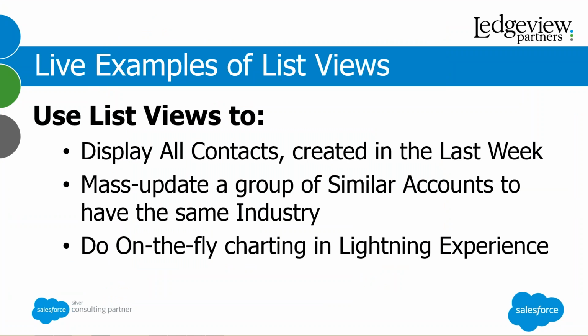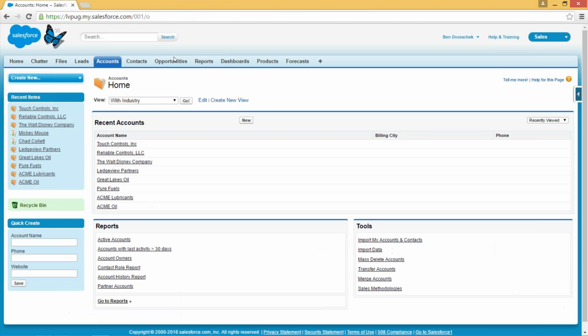So we're going to use list views. We're going to create 3 different list views here. We're just going to show 3 quick examples of list views. So we're going to look at all contacts that were created in the last week and go into some of the details about what else we can do with that list view once we've got it created. We're also going to do a mass update on accounts, and we're going to do a little bit of on-the-fly charting in Lightning Experience. So I'll start off with the first example here. That's going to be showing all contacts created in the last week.